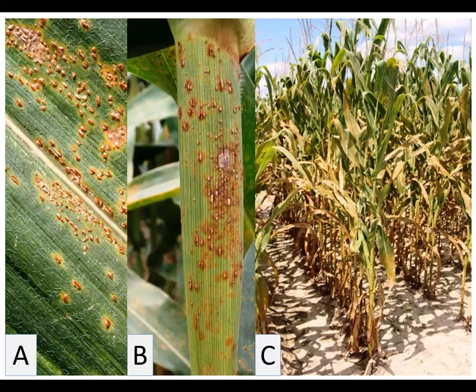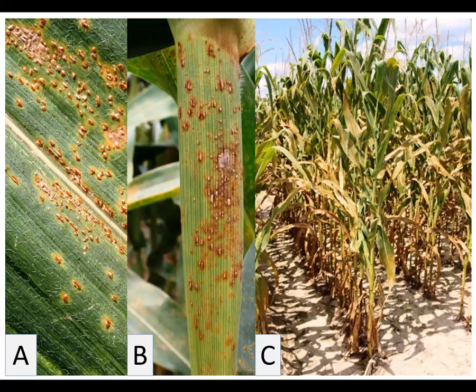You usually get most of the pustules on the upper leaf surface. They're clustered, whereas common rust tends to be a little more diffuse as far as the spacing of the rust pustules. The other thing is the southern rust pustules will also appear on the leaf sheaths. It'll appear on the husks of the ears.